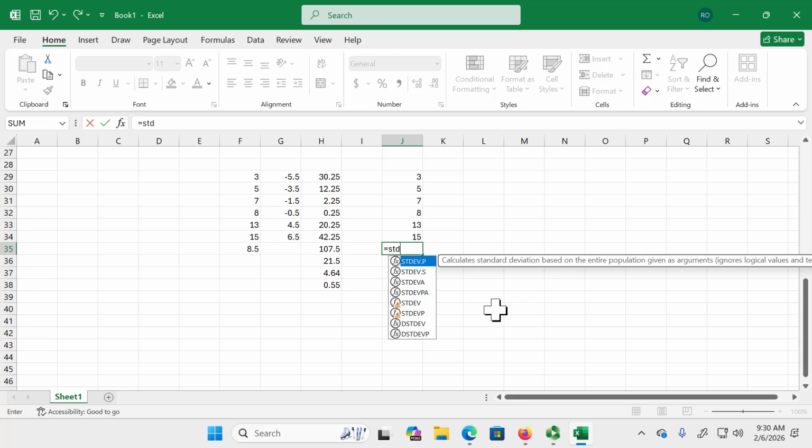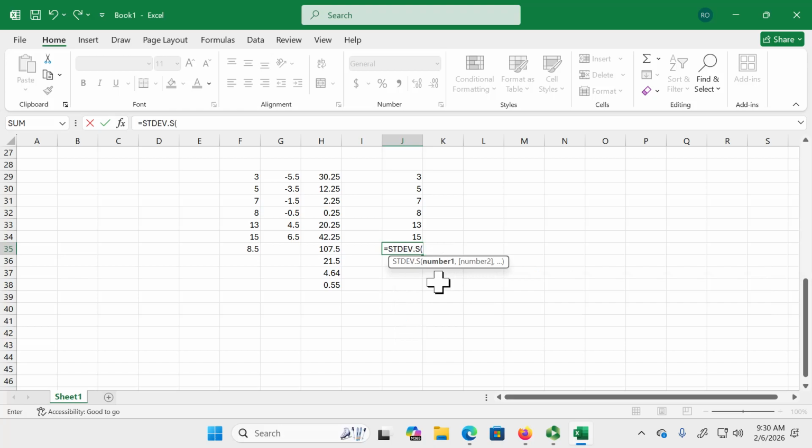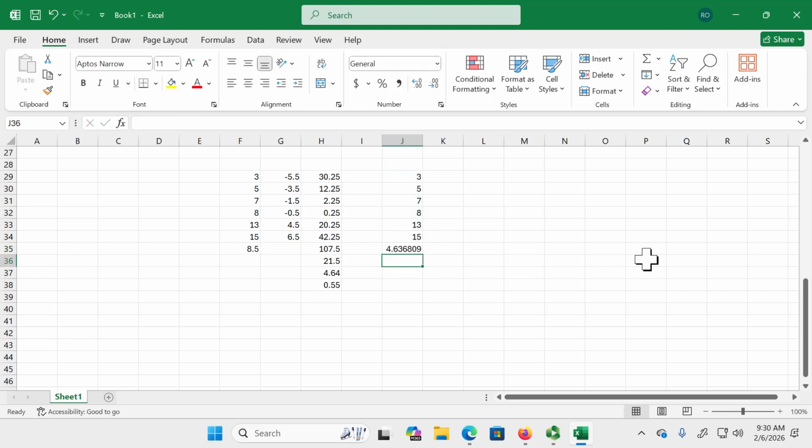The STDEV.S is the one we want because the divisor is n minus 1. We lose a degree of freedom. Mark those numbers, close the parenthesis, and there's the standard deviation. Right, the only reason I did this was to show you why.